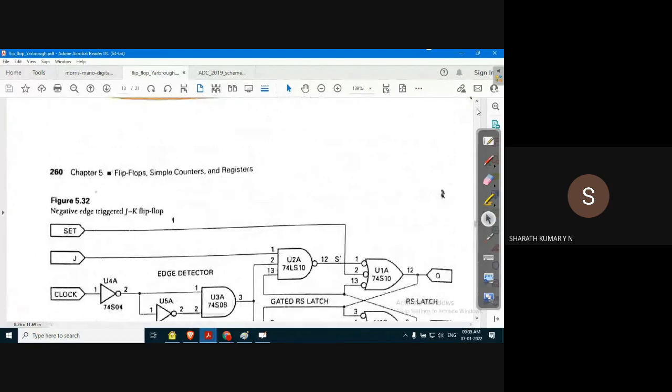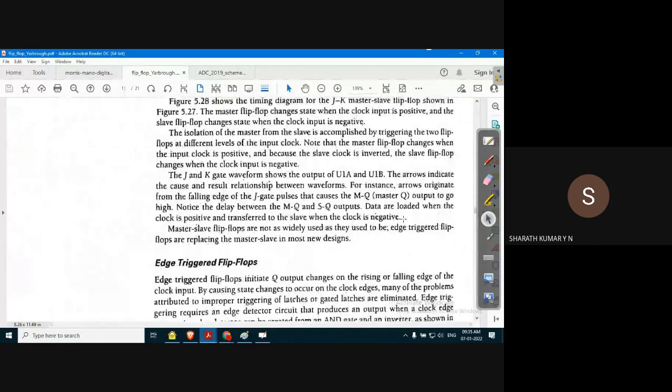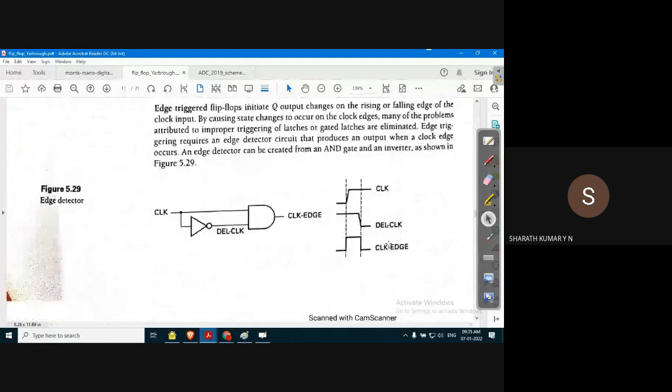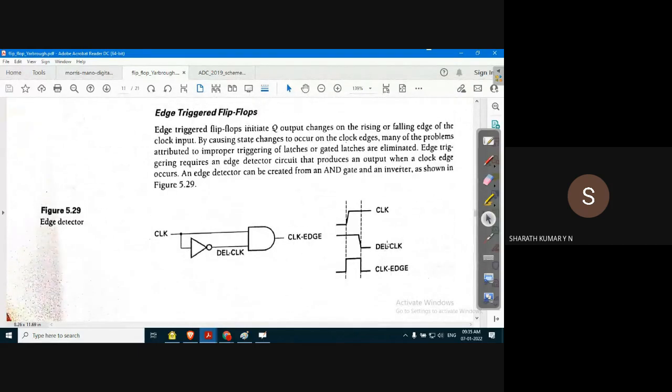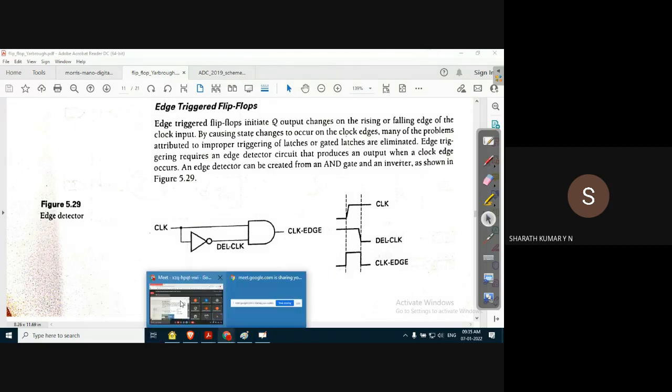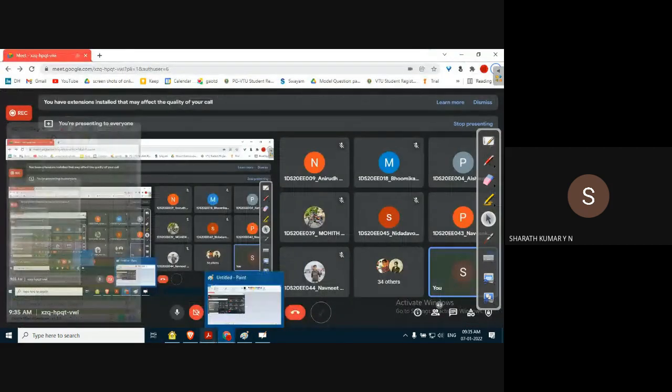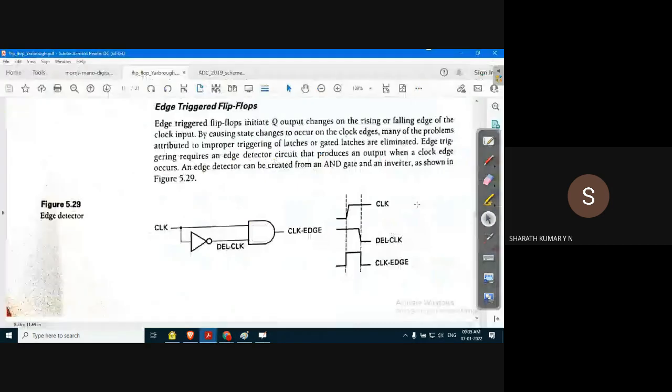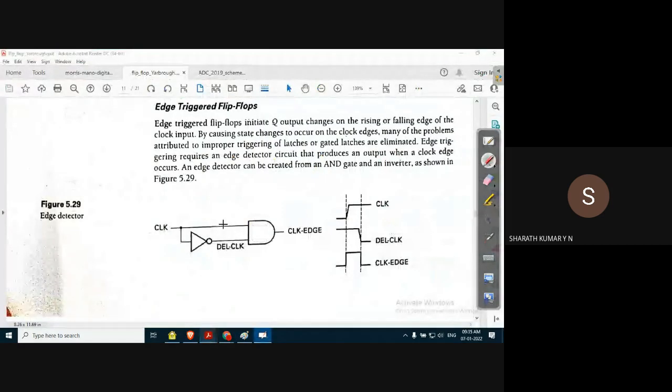I think this timing diagram we discussed, that is edge triggered flip flops. Yes, it is also specified in this way in this textbook. Let us quickly see this example. Yes, in this textbook it is shown like this.